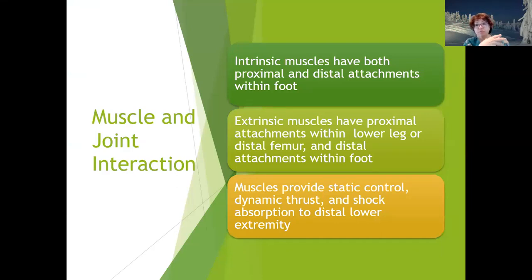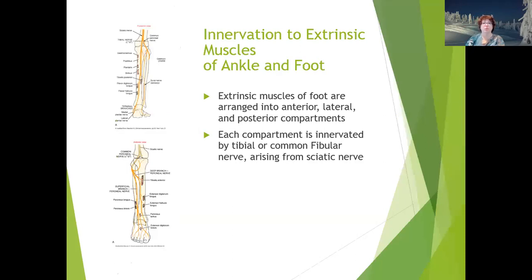The muscles of the ankle and foot provide static control, dynamic thrust in walking, and shock absorption to the distal lower extremity. And they provide some active arch support for that shock absorption. The innervation is pretty easy. The extrinsic muscles of the foot and ankle are arranged into anterior, lateral, and posterior compartments. Isn't that nifty? Each compartment is innervated by a branch of the sciatic nerve, either the tibial branch or the common fibular branch. The common fibular branch splits into the deep and the superficial fibular.